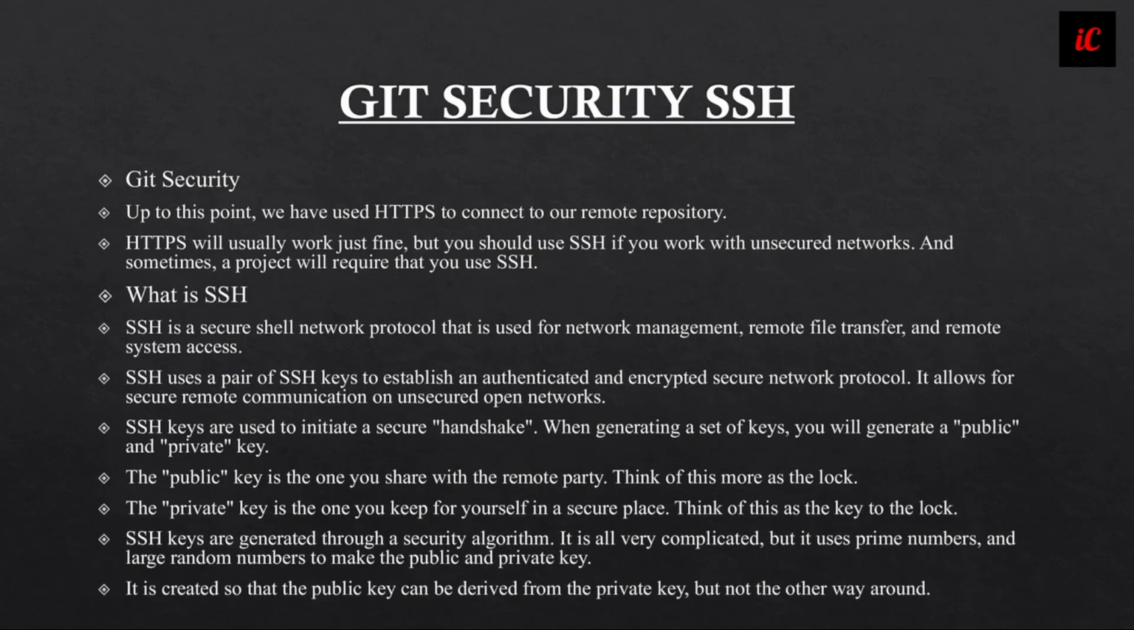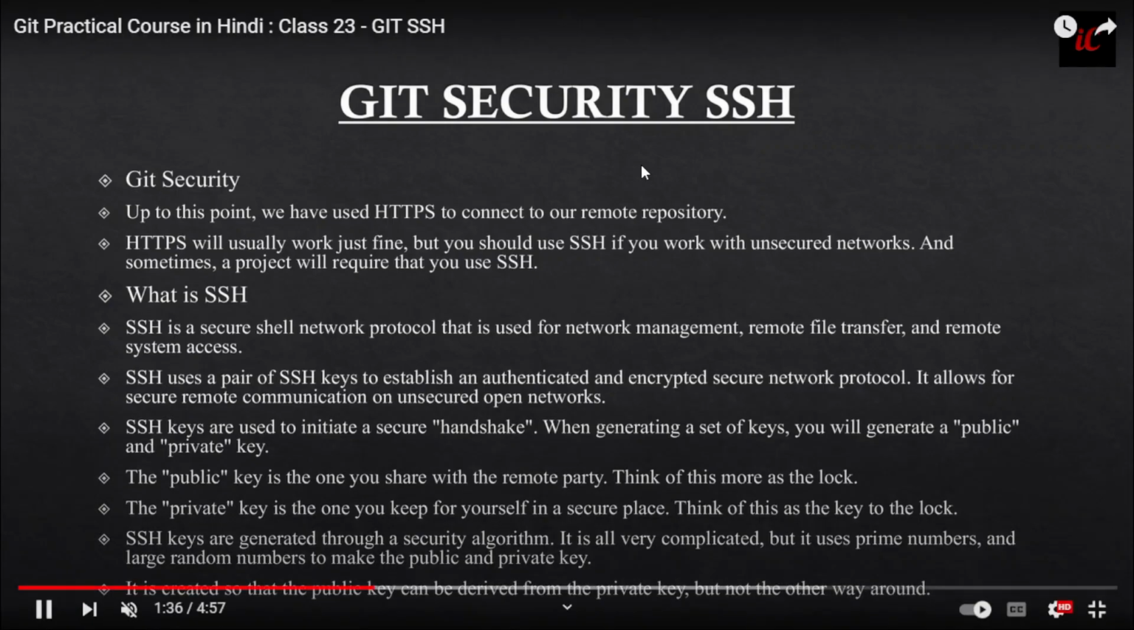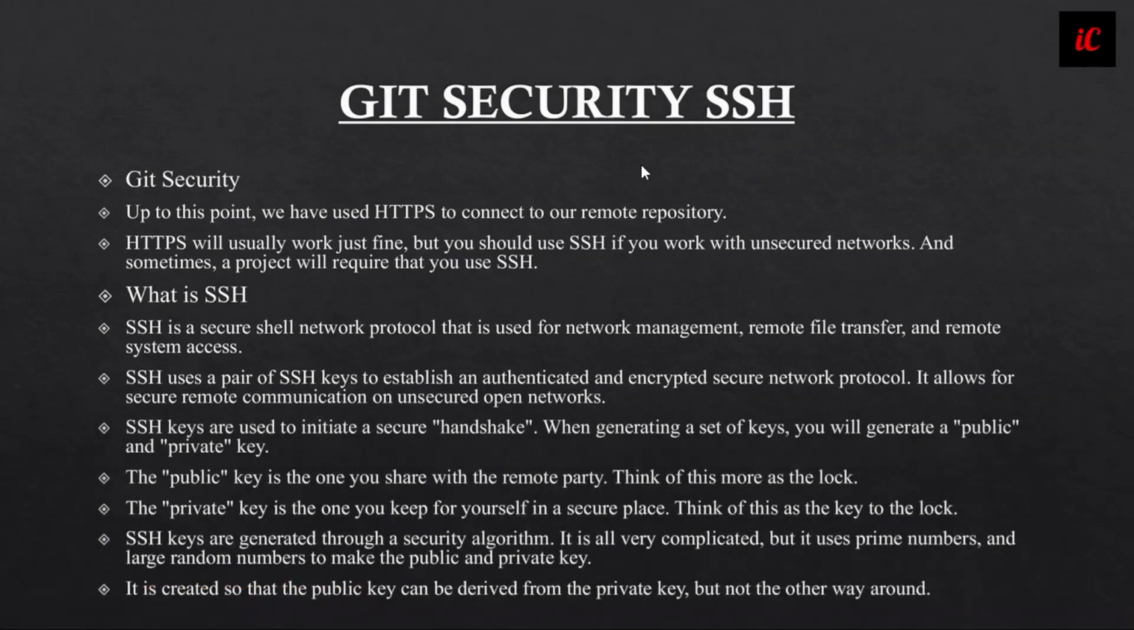The private key means it has become secure. Only you keep access to yourself, and it will be the key to the lock. Another person cannot see what you have created. It is designed so that the public key can be derived from the private key, but not the other way around. So these are the two kinds of keys you need to understand in SSH. It is all about the security that you have created for your file.